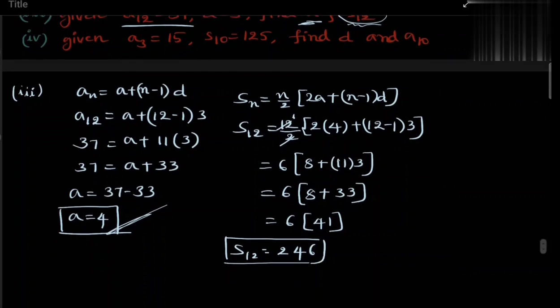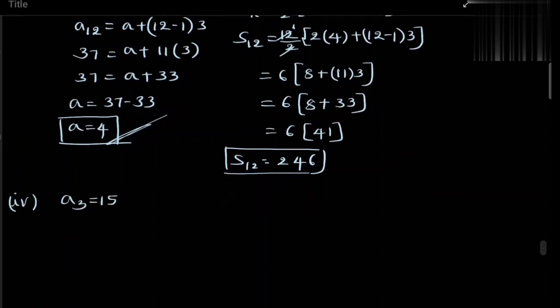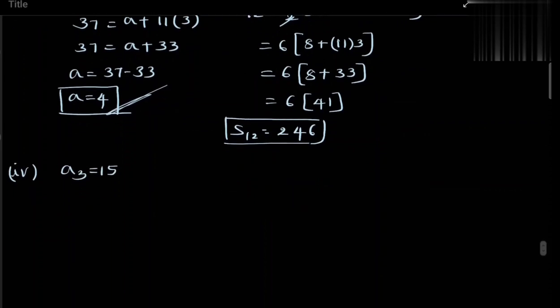So next, move on to the fourth question. Here it is given that a3 is equal to 15, that is the third term, and S10 is equal to 125. So we have to find the common difference and the 10th term. So that is the fourth one. They have given the third term, that is 15. So we know the general form of an AP: a, a plus d, a plus 2d, and so on.